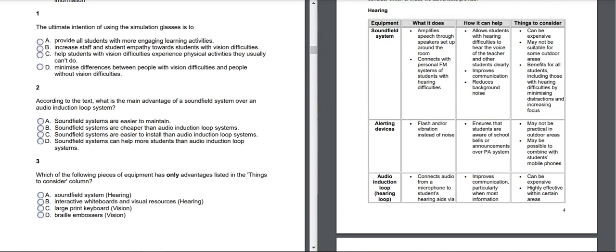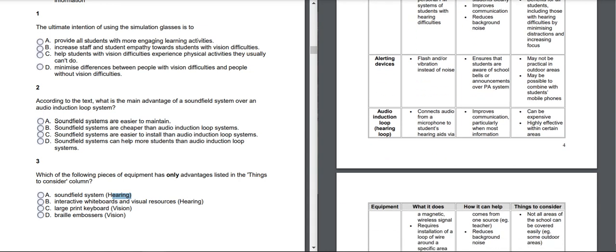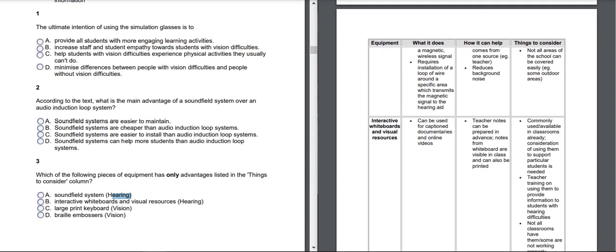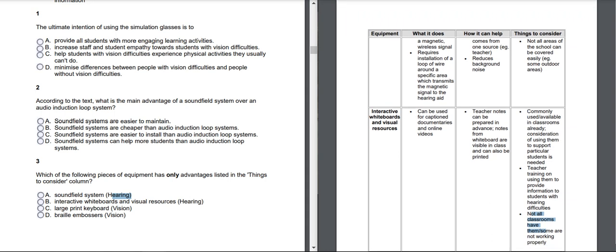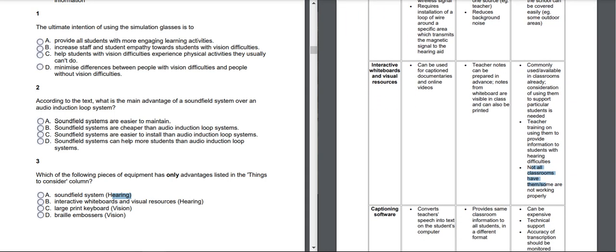So we can just go through them quickly to see which ones are only beneficial. If we're looking at sound field system, it can be expensive. Well, that's not positive, so we can jump away from that one already. Next one is interactive whiteboards and visual resources. It says not all areas of the school can be covered. Oh, sorry, wrong one. Commonly used, that's good. Teacher training. Not all classrooms have them, or some don't work. So that's obviously a bit of a negative.